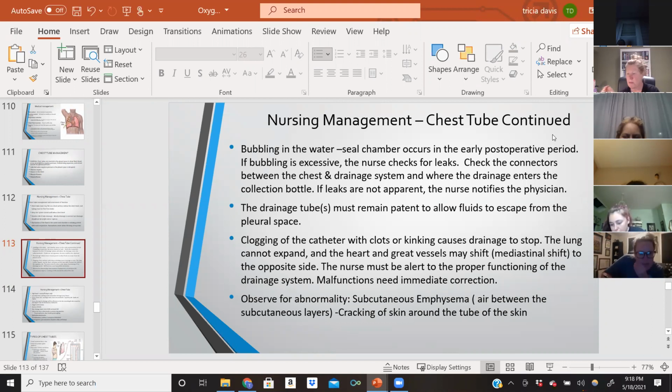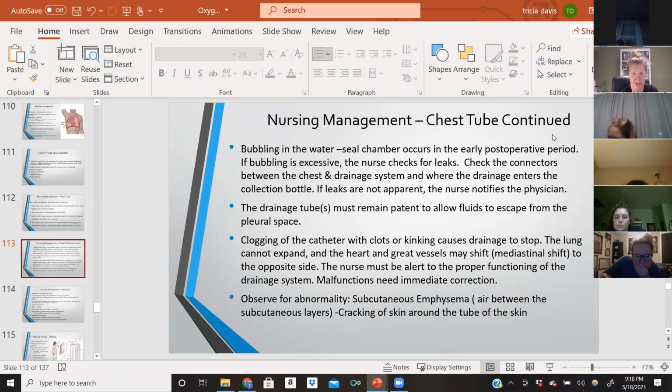As the days go by and the fluid levels decrease, this is why your strict I's and O's are so important. The doctor's going to say, Trish, how much did Mrs. Jones put out today? She only had 100 cc's. Great. She had 400 yesterday, 100 today. We're going to pull that tube. If we're not properly documenting our I's and O's, we could pull that tube when she still has fluid in there, which can cause the pneumothorax to reoccur. So this is another reason why our strict I's and O's are so important.